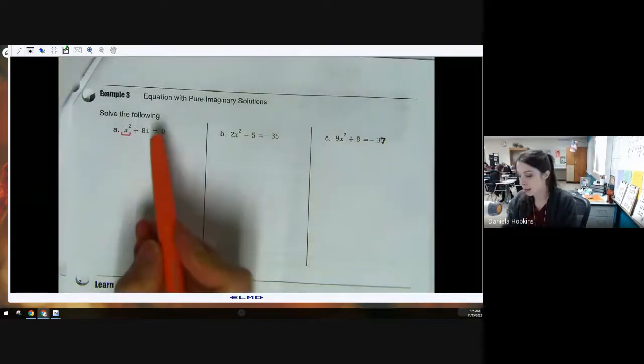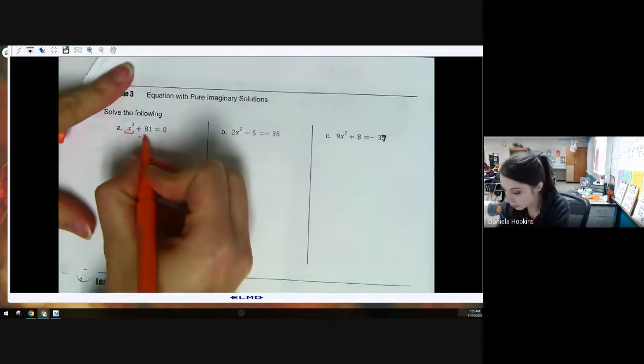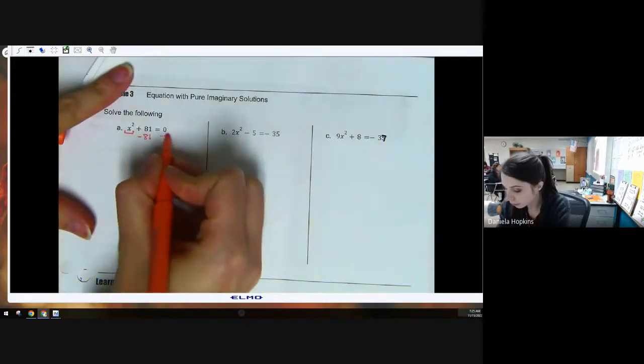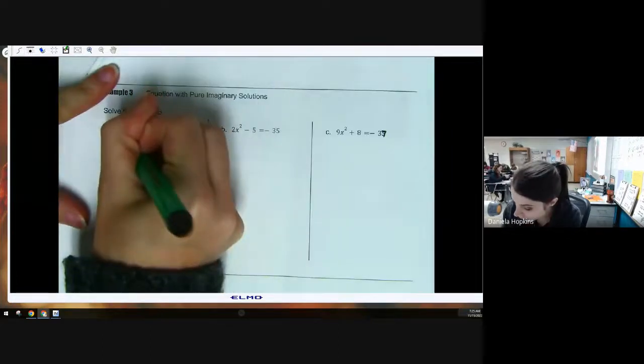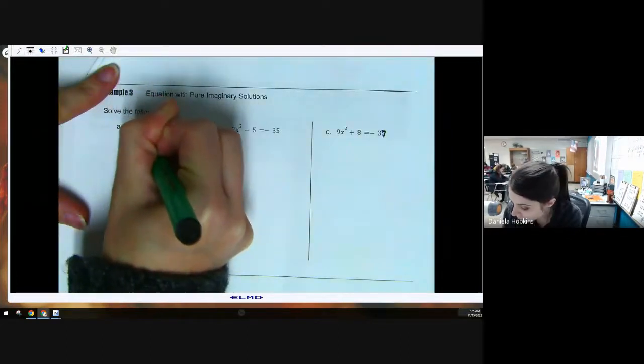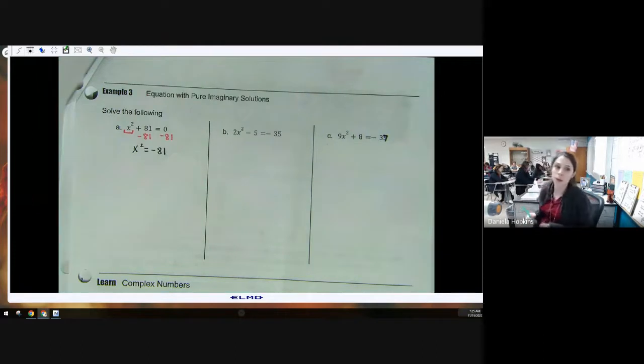So how do I move the 81 over here? Subtract it. Just subtract 81 from both sides. In previous classes, when we got to this stage, we would say, oh, you're done, because you can't take a square root of a negative number. But now we can take a square root of a negative number. So we're going to take a square root on both sides.